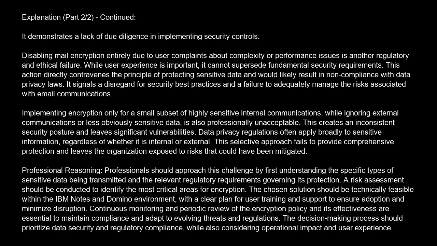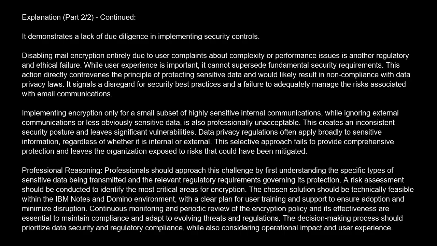Disabling mail encryption entirely due to user complaints about complexity or performance issues is another regulatory and ethical failure. While user experience is important, it cannot supersede fundamental security requirements. This action directly contravenes the principle of protecting sensitive data and would likely result in non-compliance with data privacy laws. It signals a disregard for security best practices and a failure to adequately manage the risks associated with email communications.